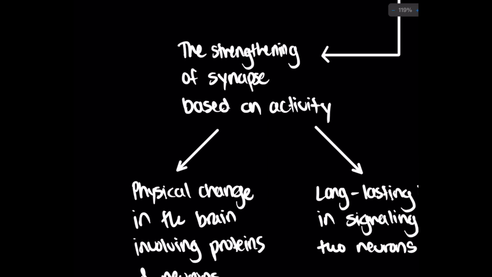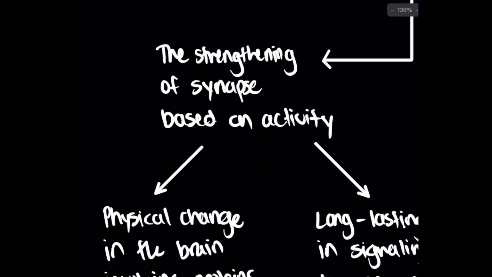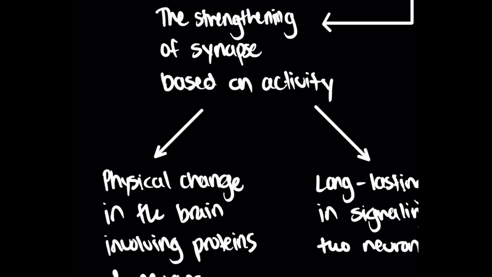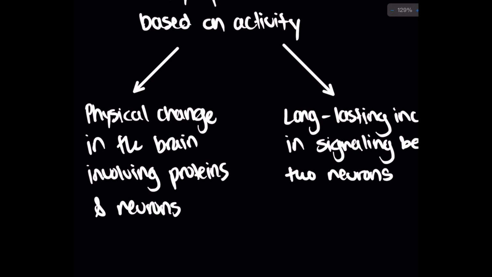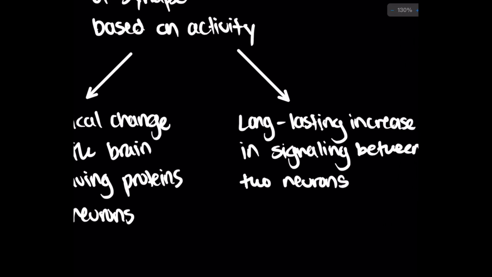Next, I want to get into the definition of long-term potentiation. The definition of long-term potentiation is the strengthening of the synapse based on activity. And this is a physical change in the brain involving proteins and neurons. And it's a long-lasting increase in signaling between two neurons.